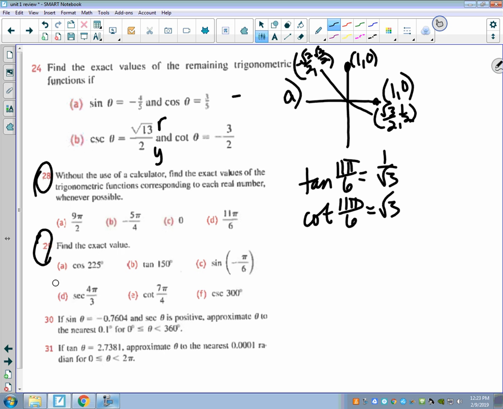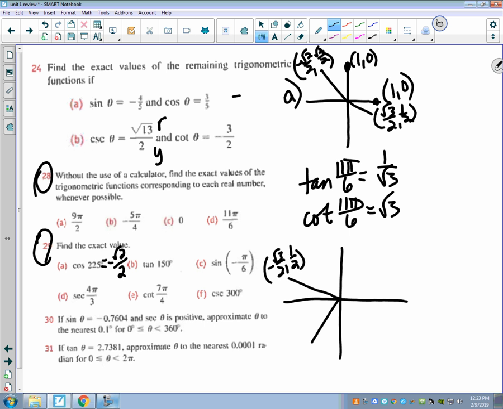Okay? 29 is more like what you're going to see on the test. Not asking you to list out everything, but just asking you one thing. And this is knowing your unit circle, right? And so I'm just going to kind of draw as I need to. So cosine of 225, cosine is down here. So that is negative square root of 2 over 2.